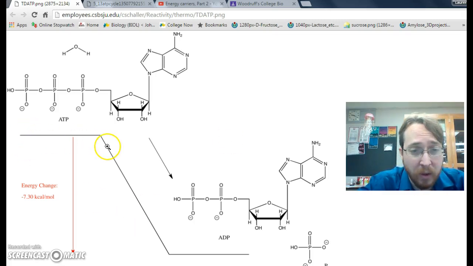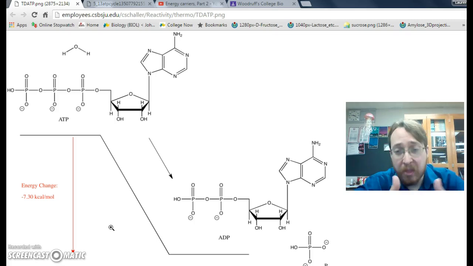Right now, this is a graph of the energy of these molecules. We have this much energy in ATP. We've got this energy. This is where the hydrolysis occurs. Then these molecules lose energy, and this is where the energy state is in ADP. So we have this much energy stored chemically in the ATP. We have this much energy stored chemically in the ADP. Where did all of this energy go?